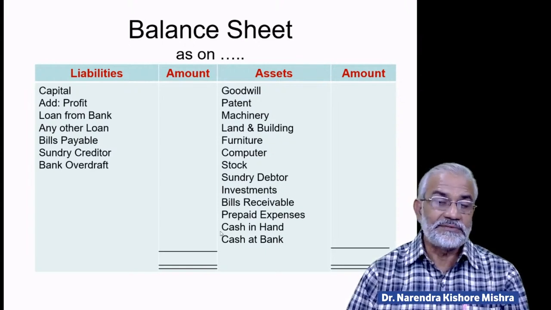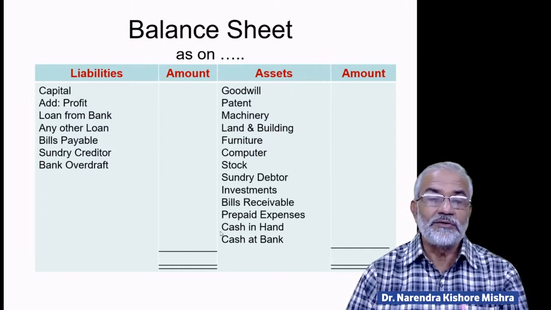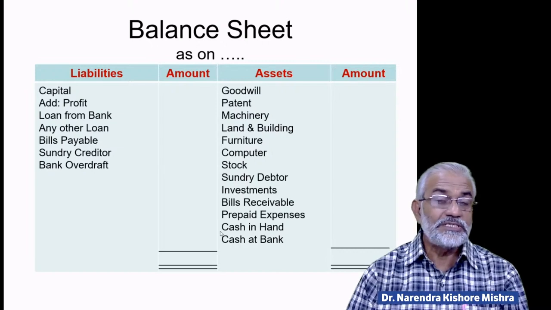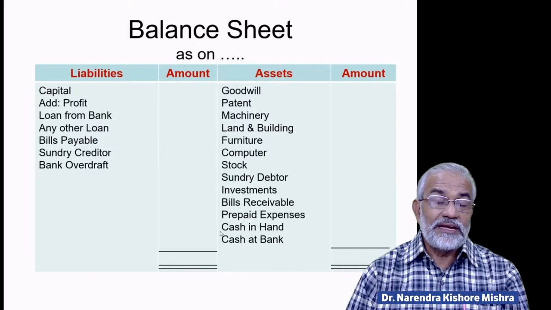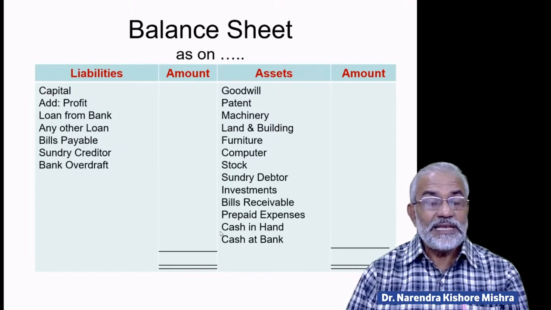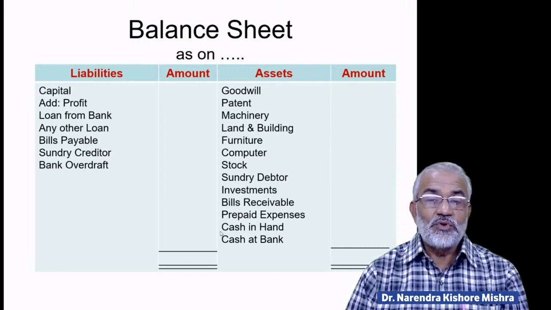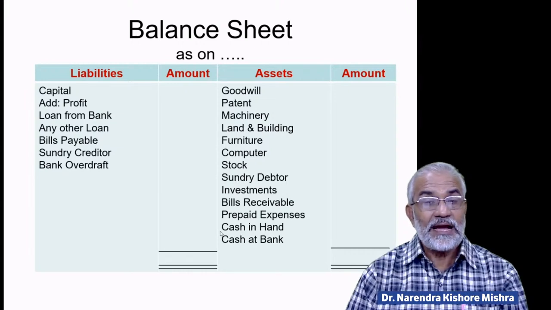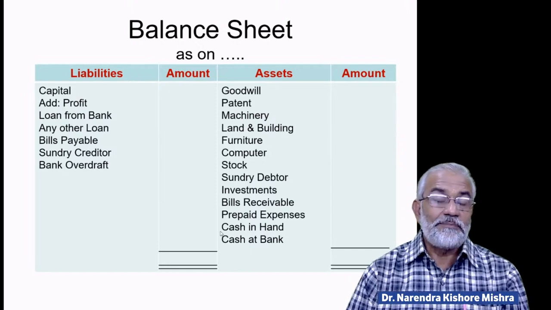Then bank overdraft. Bank overdraft means, suppose we are having deposits in our current account. Current account is a deposit account, and all bank deposits are our assets. So obviously it needs to appear on the asset side of the balance sheet. But overdraft means when we have issued a check and we don't have sufficient balance in our bank account to honor that check. So in that case, what will happen?